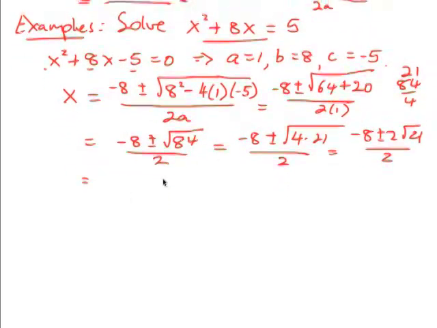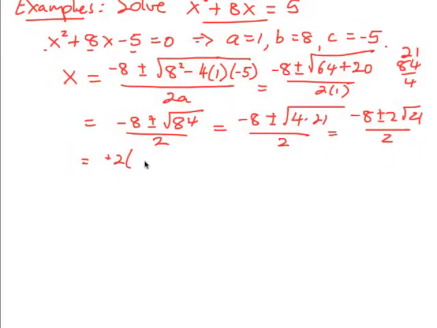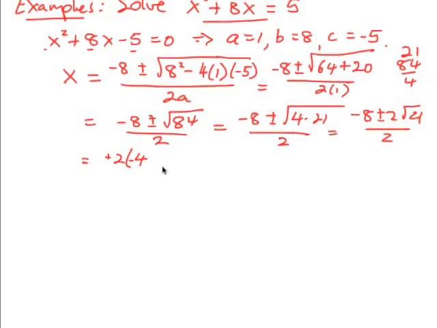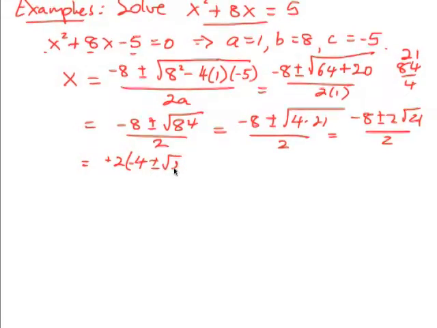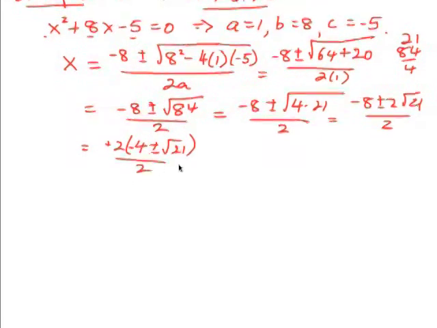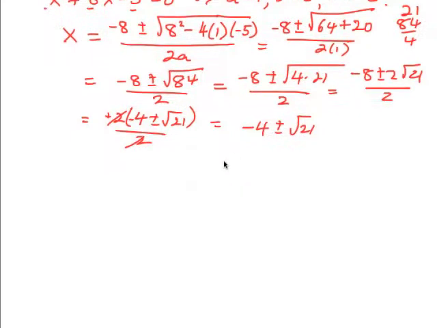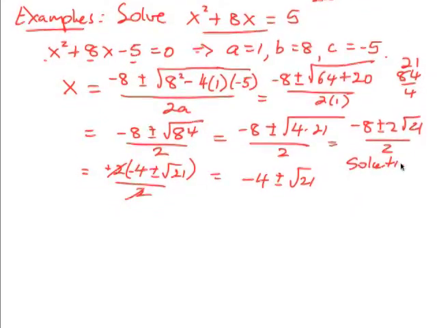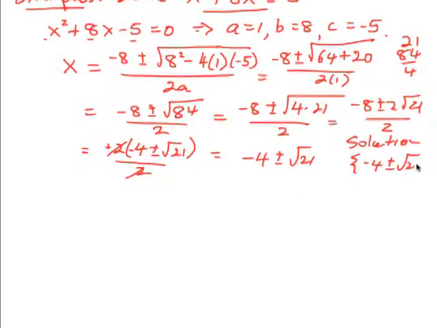Now, of course, we have a factor of 2 in each one of these. So if I factor a 2 out here, then this will be a negative 4, plus or minus the square root of 21 over 2. The 2's will cancel, so I'll be left with negative 4 plus or minus the square root of 21. Right, so that would be our solution. So our solution in set form would be the set of negative 4 plus or minus the square root of 21.